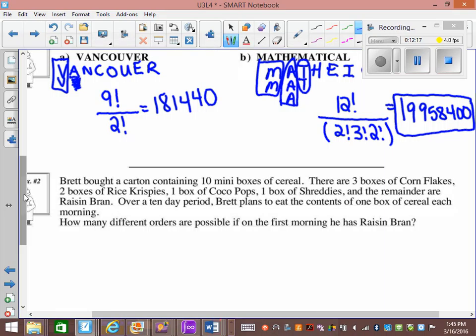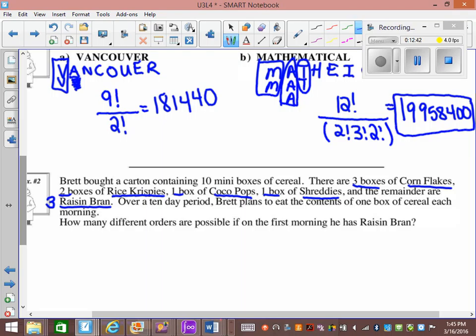Brent bought a carton containing 10 mini boxes of cereal. There are 3 boxes of cornflakes, 2 boxes of Rice Krispies, 1 box Cocoa Pops, 1 box Shreddies, and the remainder are Raisin Bran. So 3 plus 2 is 5, plus 1 is 6, plus 1 is 7, so that means there are 3 Raisin Bran.